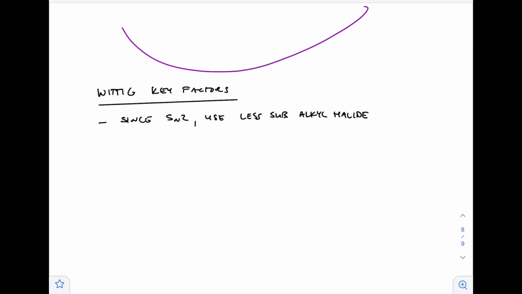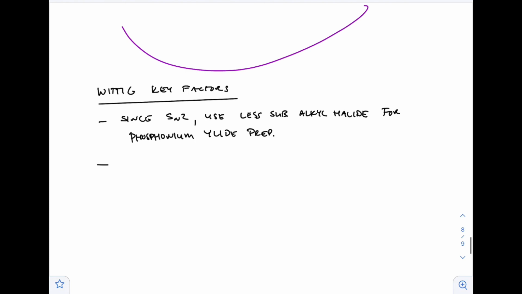So, the Wittig key factors. Since an SN2 reaction is required to make that Wittig reagent, that phosphonium ylide, use the less substituted alkyl halide. That's just because SN2 reactions occur faster at a primary position than they do at a secondary position, right? And keep in mind, you cannot do an SN2 reaction with a tertiary alkyl halide. So that just wouldn't work anyway, because if it's not an alkyl halide, it's a carbonyl, and you can't do a tertiary carbon with a carbonyl, right?